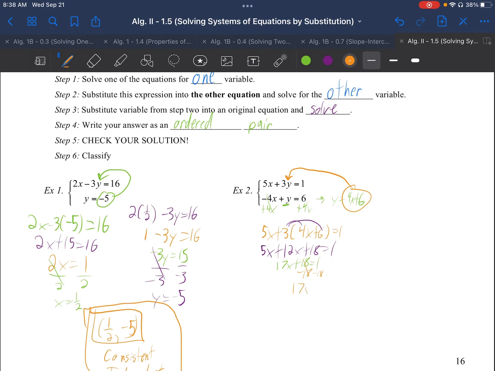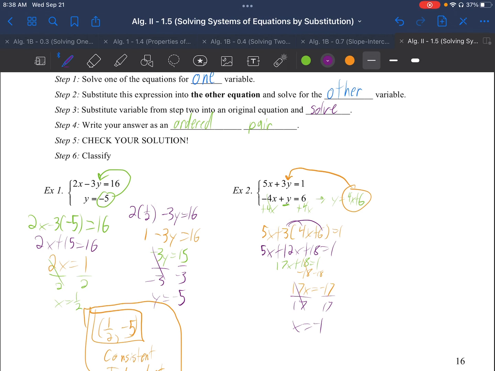Subtract 18. 17x equals -17. Divide by 17. X is -1. So once again, once we substituted in the 4x plus 6 for y, from there, it was just solving the algebra equation, which we have done so many times. Doesn't mean we'll never make a mistake, but we've done it enough times to know what we're doing.